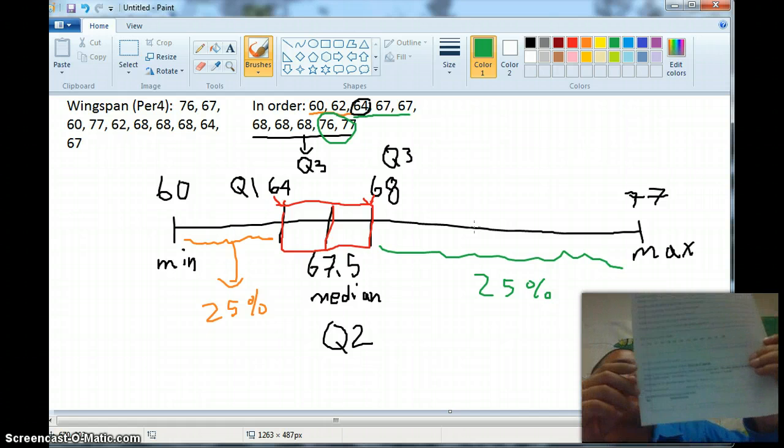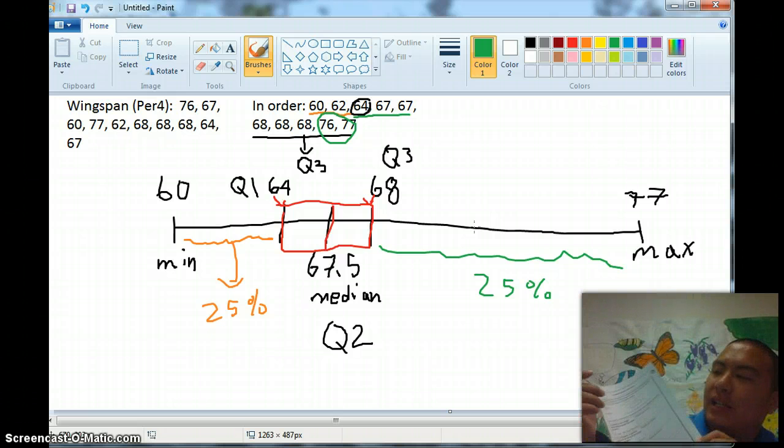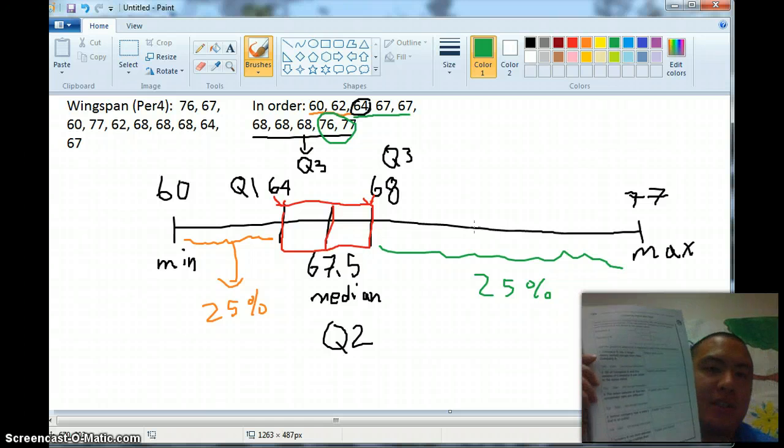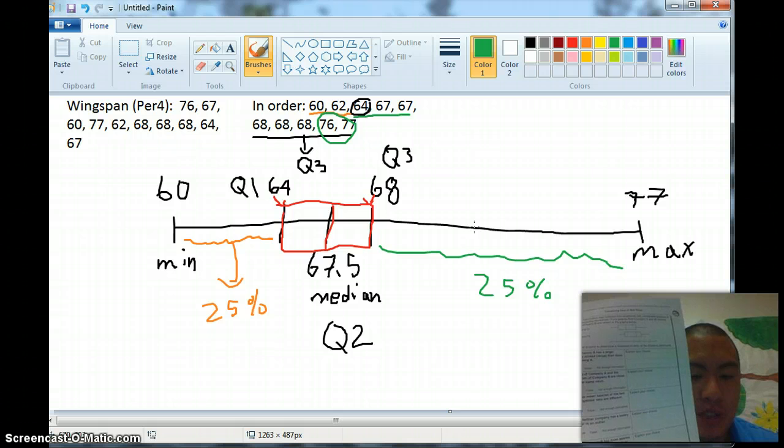Now on the back it's just true, false, and explain your statements. There's a lot of things to think about. So if you guys truly understand it and just think about it, then you guys are good.